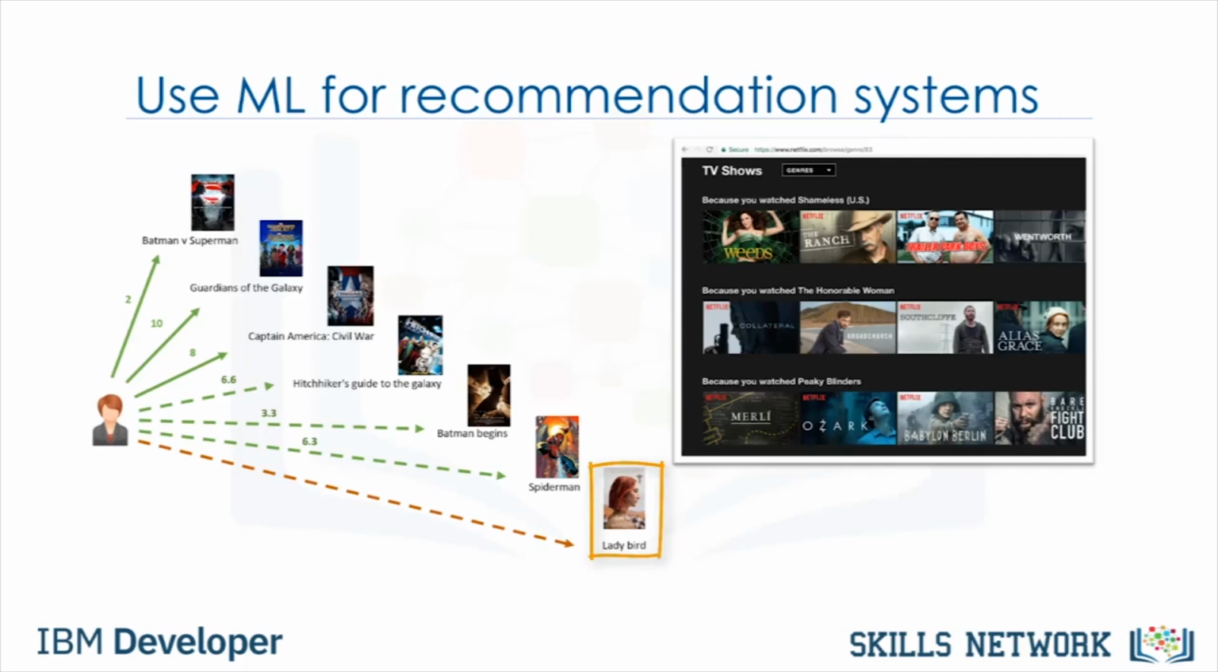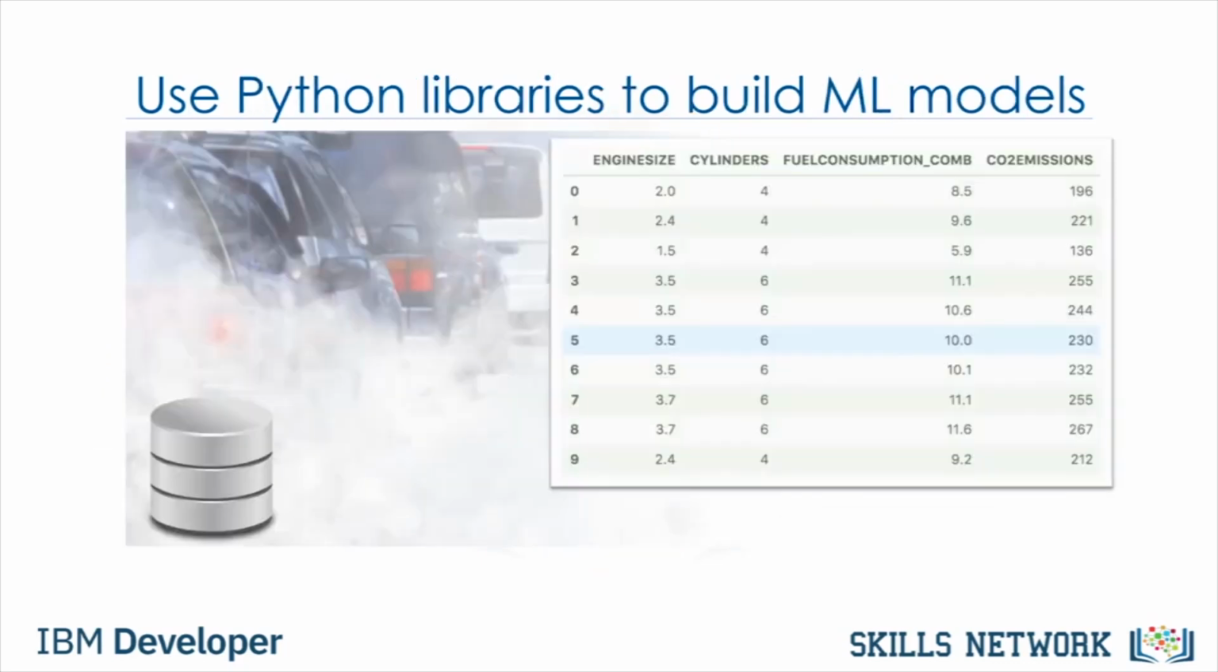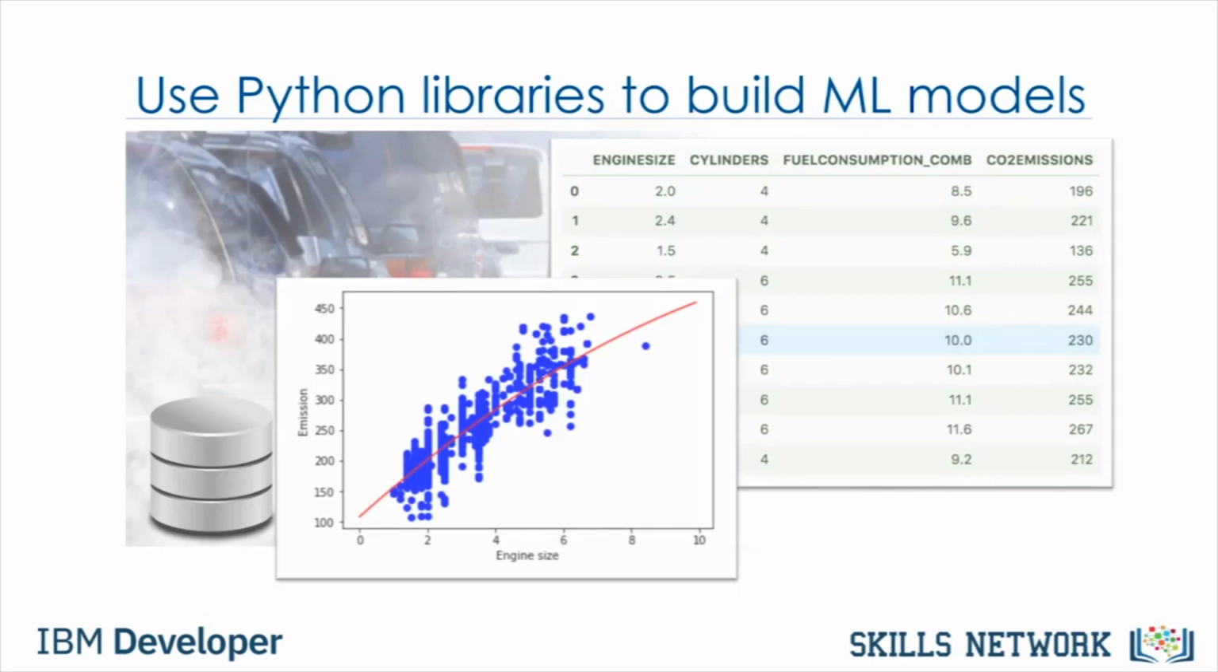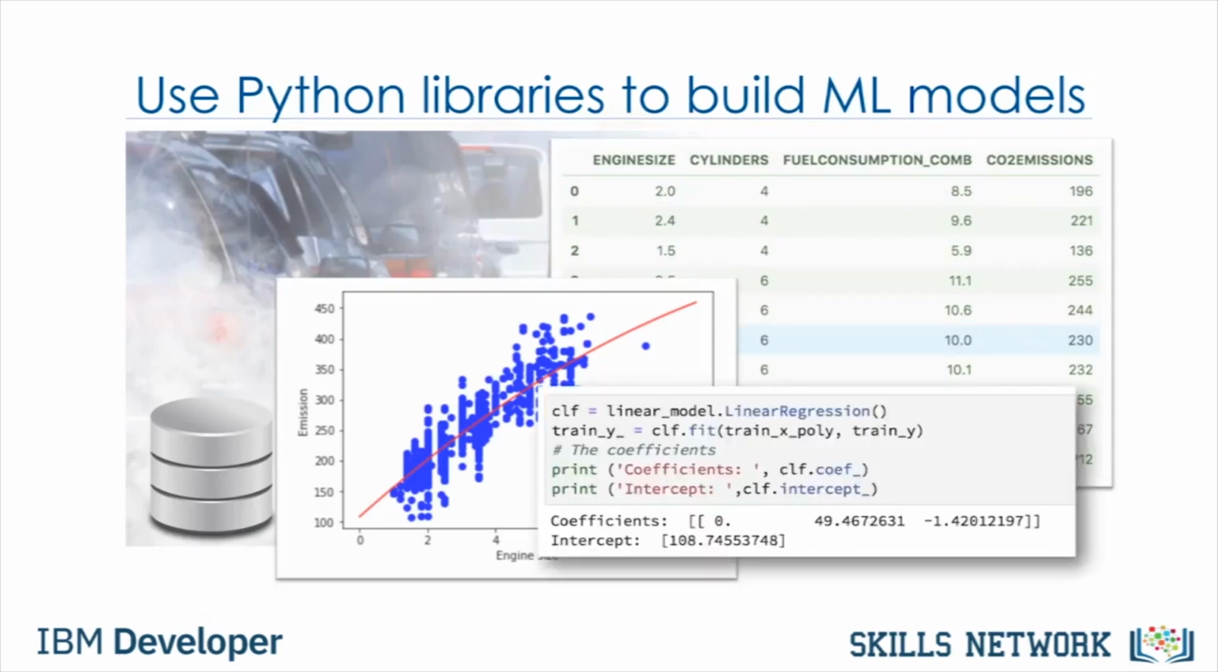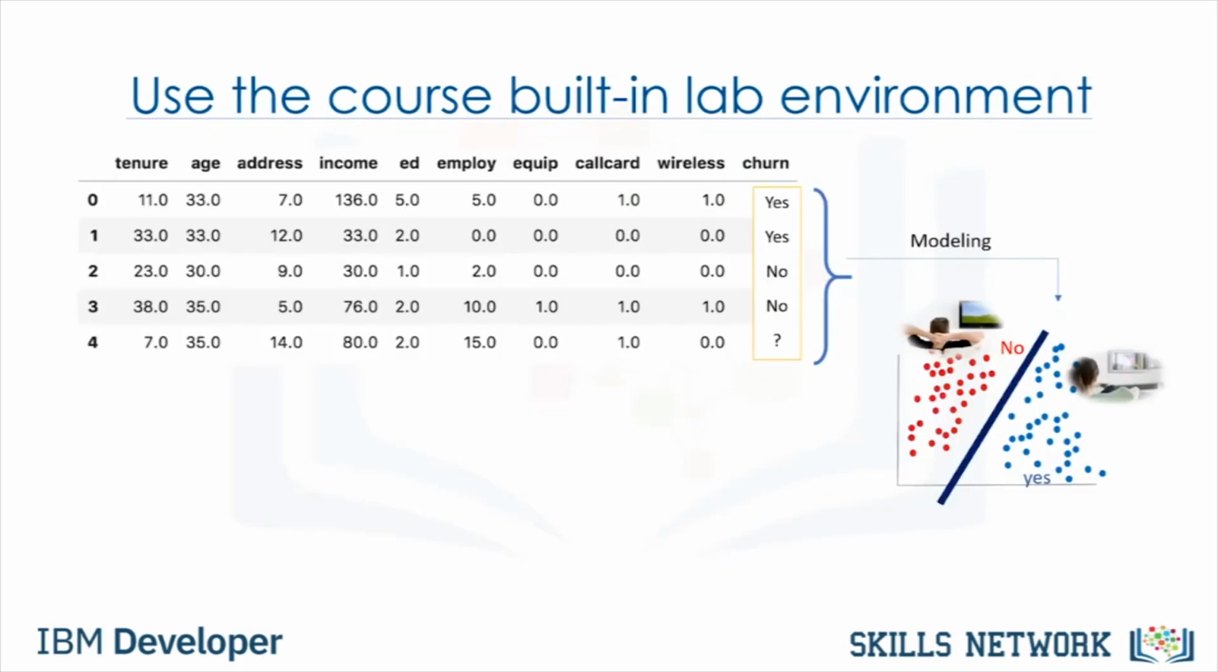There is so much that you can do with machine learning. Here, you'll learn how to use popular Python libraries to build your model. For example, given an automobile dataset, we can use the scikit-learn library to estimate the CO2 emission of cars using their engine size or cylinders. We can even predict what the CO2 emissions will be for a car that hasn't even been produced yet. And we'll see how the telecommunications industries can predict customer churn.